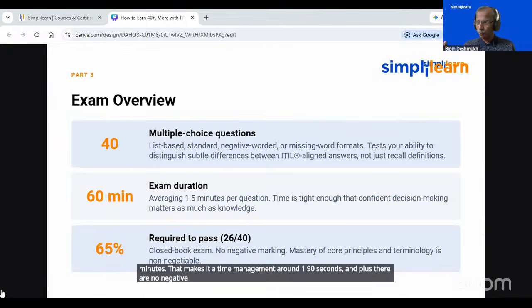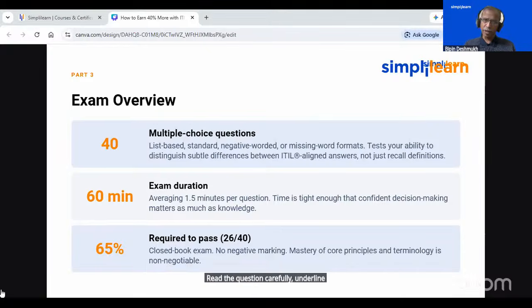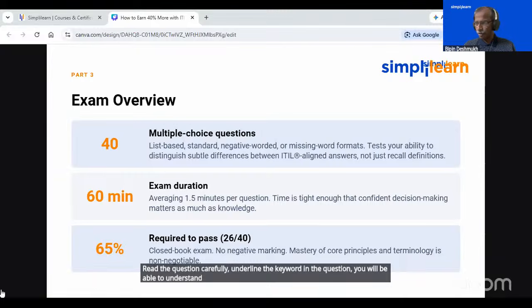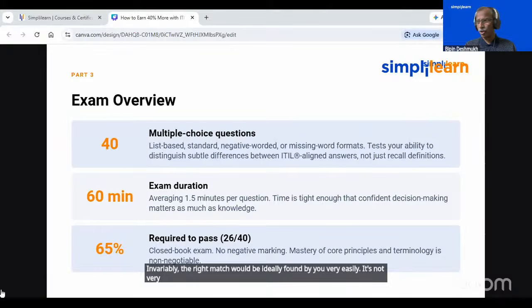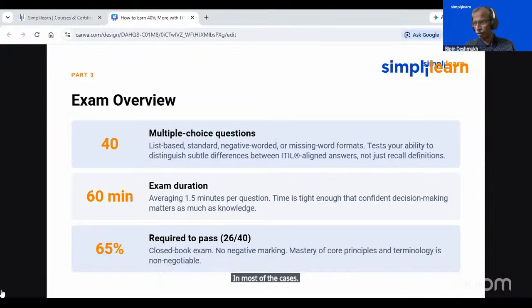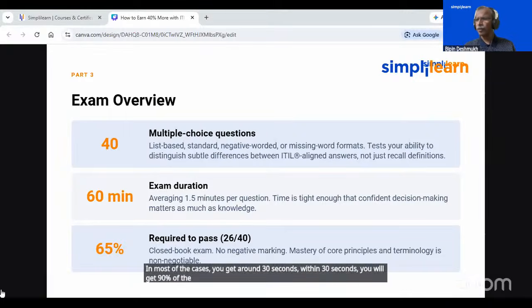If you read the question carefully and underline the keyword in the question, you will be able to understand which knowledge area the question has come from. Read the options available, underline the keyword in the options also, and match them. Invariably, the right match can be found very easily. It's not very difficult. Within 30 seconds, you will get 90% of the questions answered. Few questions may need multiple readings, but that is very rare.